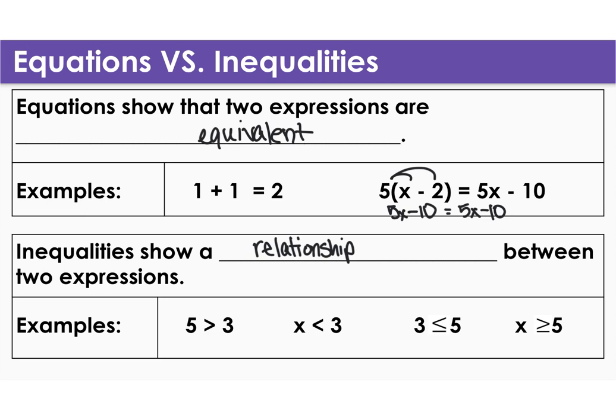Inequalities show a relationship between two expressions. For example, 5 is greater than 3, x is less than 3, 3 is less than or equal to 5, and x is greater than or equal to 5.